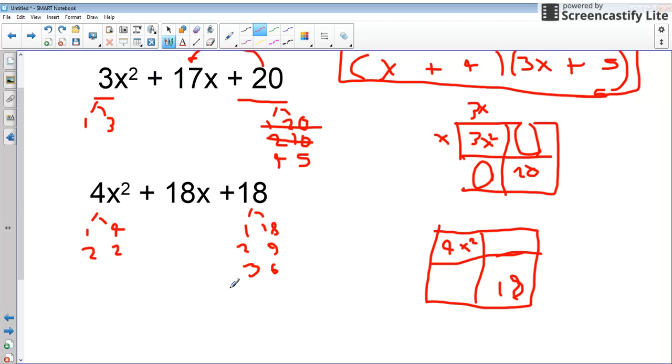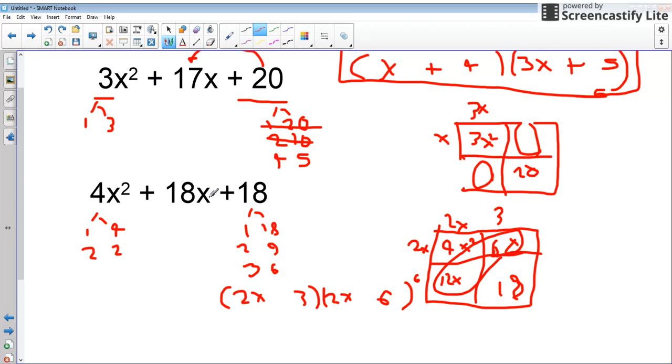If you guessed and checked correctly, you should have found that it has to be 2x and 2x. And from there, we're just, again, guessing and checking. You actually should have found that it was 3 and 6, because if I do it this way, you know that 2x times 6 is 12x, and that 2x times 3 is 6x, and that the sum of 6x and 12x happens to be 18x, which is our answer. So we finally got it. Whew. It did take a lot of work, though.